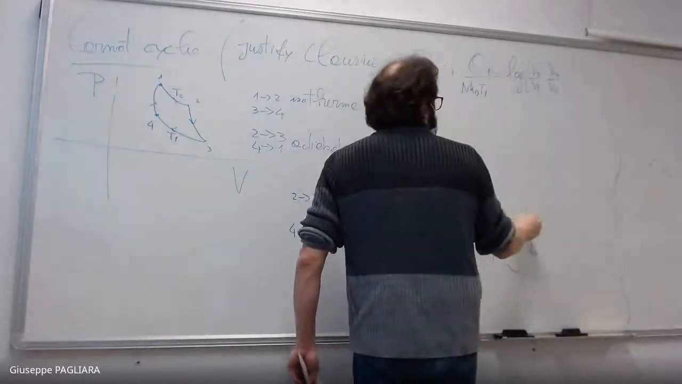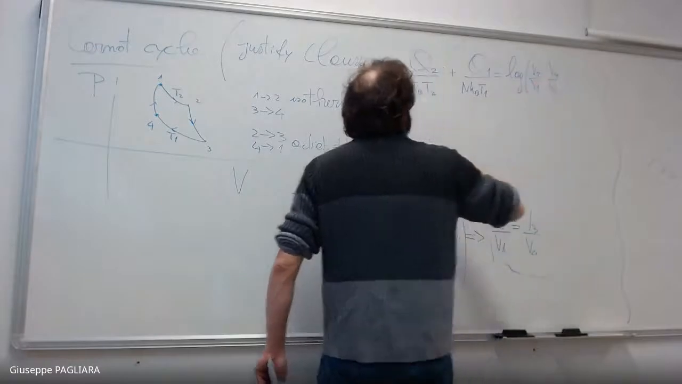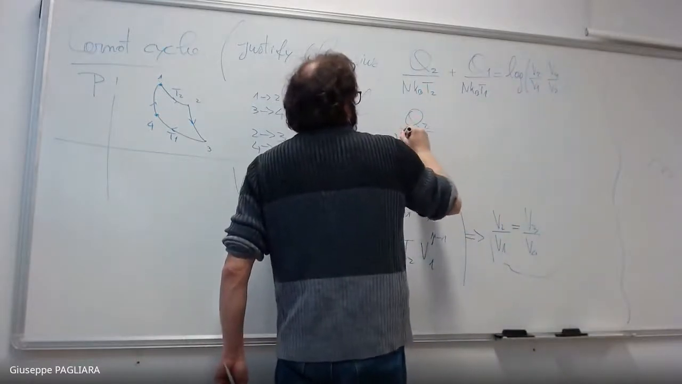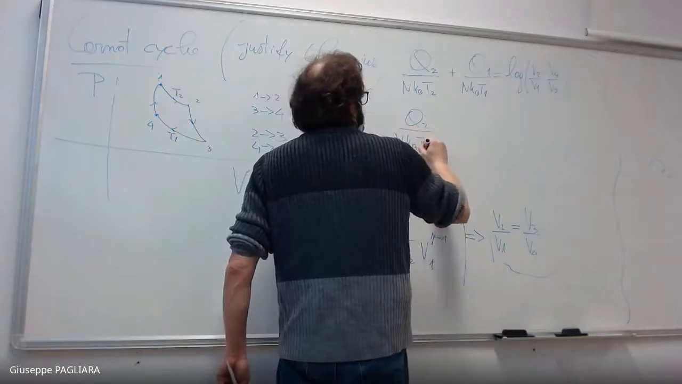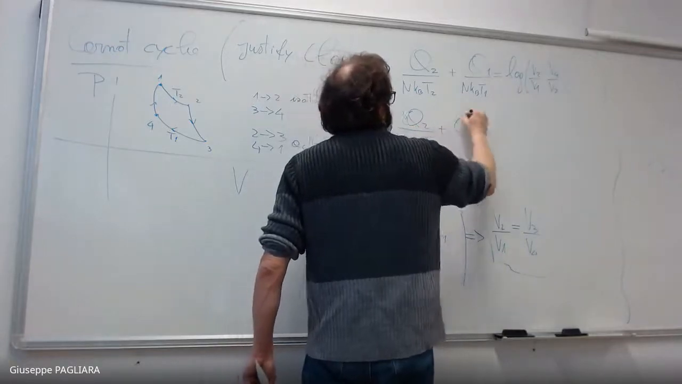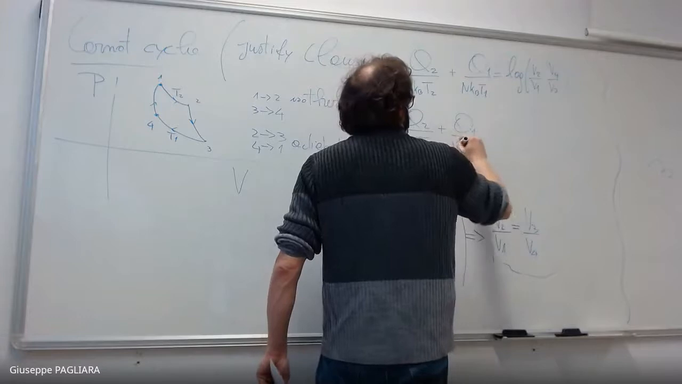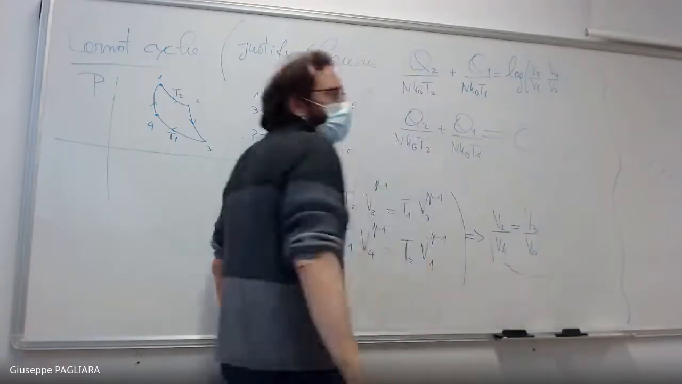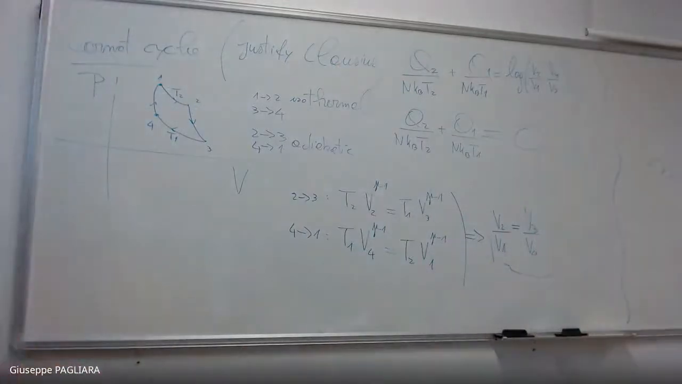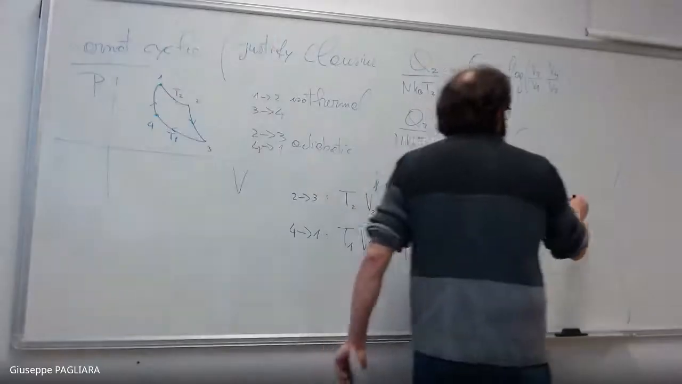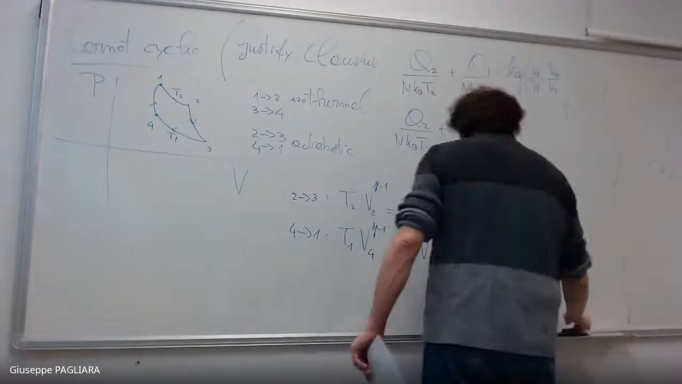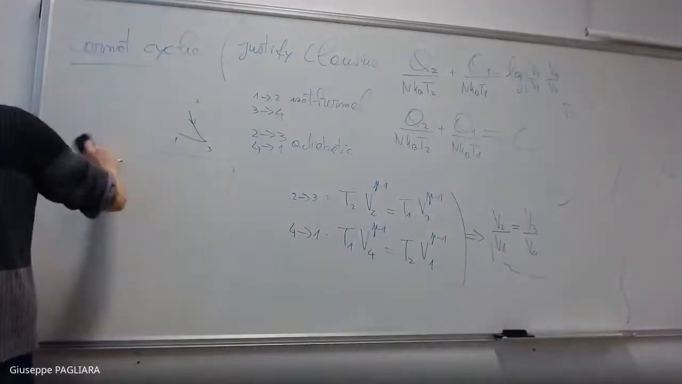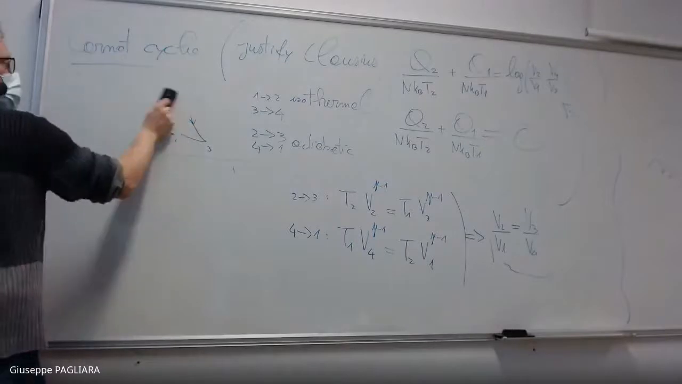So that implies, if I insert this into here, that Q2 divided by n KB T2 plus Q1 divided by n KB T1 is actually 0 for a Carnot cycle, okay, because of this. Which also means, let me now remove the diagram because I don't need it anymore.